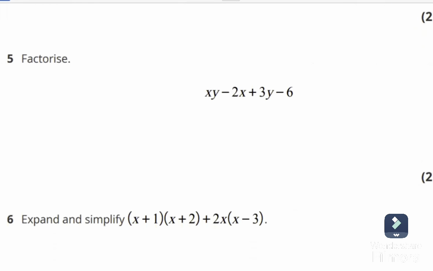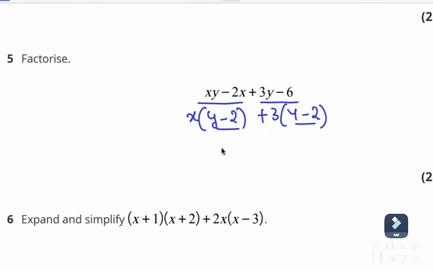So once again, we have another term. Once again here we have four terms. Here the common factor in the first two will be x, so I'm going to write it as y minus 2. And the common term in the last two will be 3, so you're going to say y minus 2. Therefore, once again, y minus 2 is common, so we will take it right outside the bracket. So x plus 3.